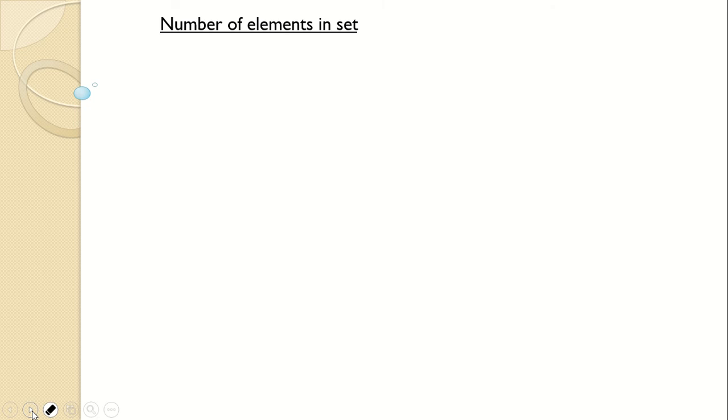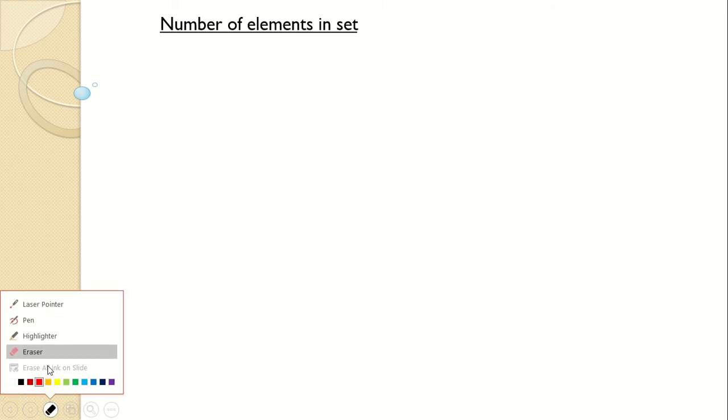Now let's see what is meant by number of elements in a set. Now this is a very easy definition. Let's say I have some set A which has got the following elements 1, 2, 3.